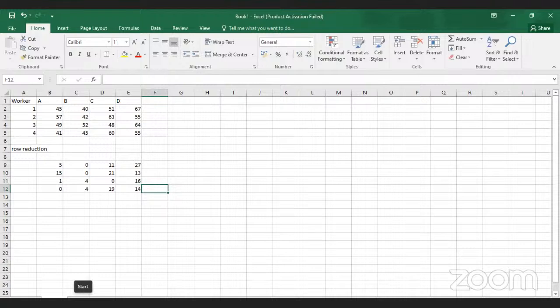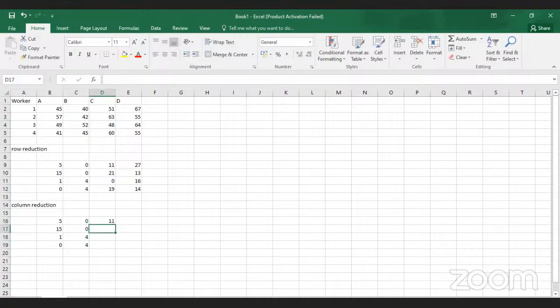After row reduction, in all the rows we have at least one 0, isn't it? The next step is column reduction. Now we have to ensure that in all the columns we have at least one 0. In the first column, do we already have a 0? Yes. Second column, do we have at least one 0? Yes. Only in the fourth column we need to subtract.